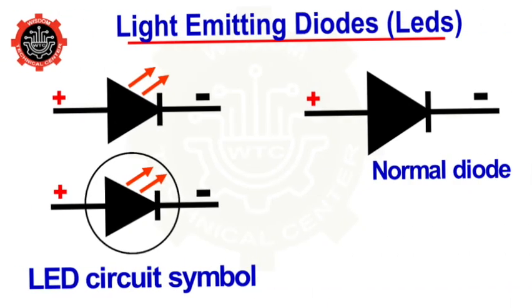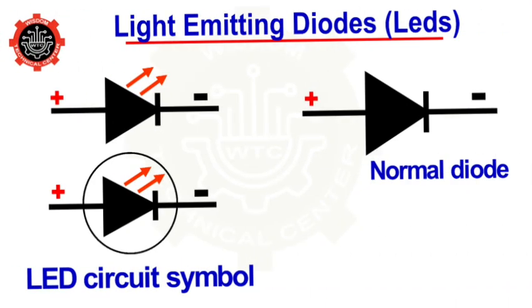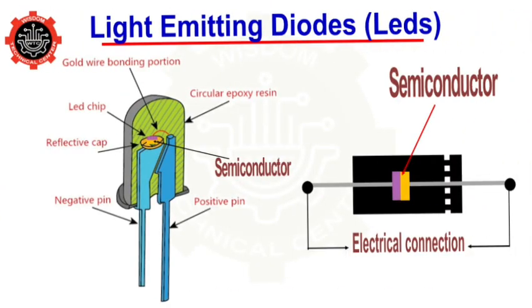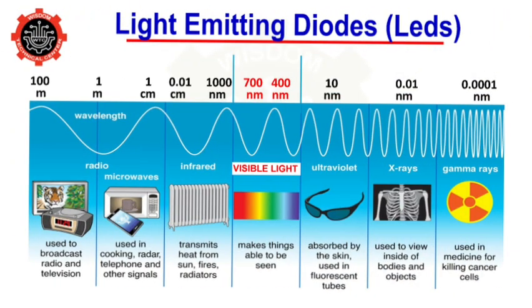And you can notice it is very similar to a normal diode symbol, except for those two arrows that indicate the component emits light. So LEDs and diodes both have the same working principles. It's just a semiconductor material inside the middle of some electrical connectors, and both of them emit photons. But only the LED emits photons in the range visible to human eyes.